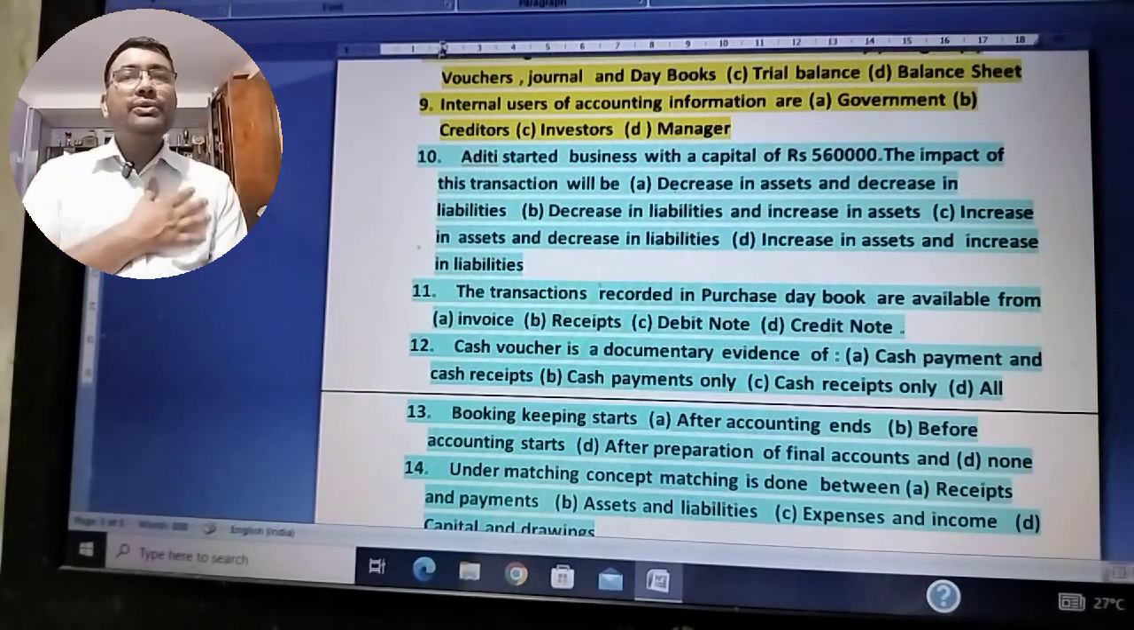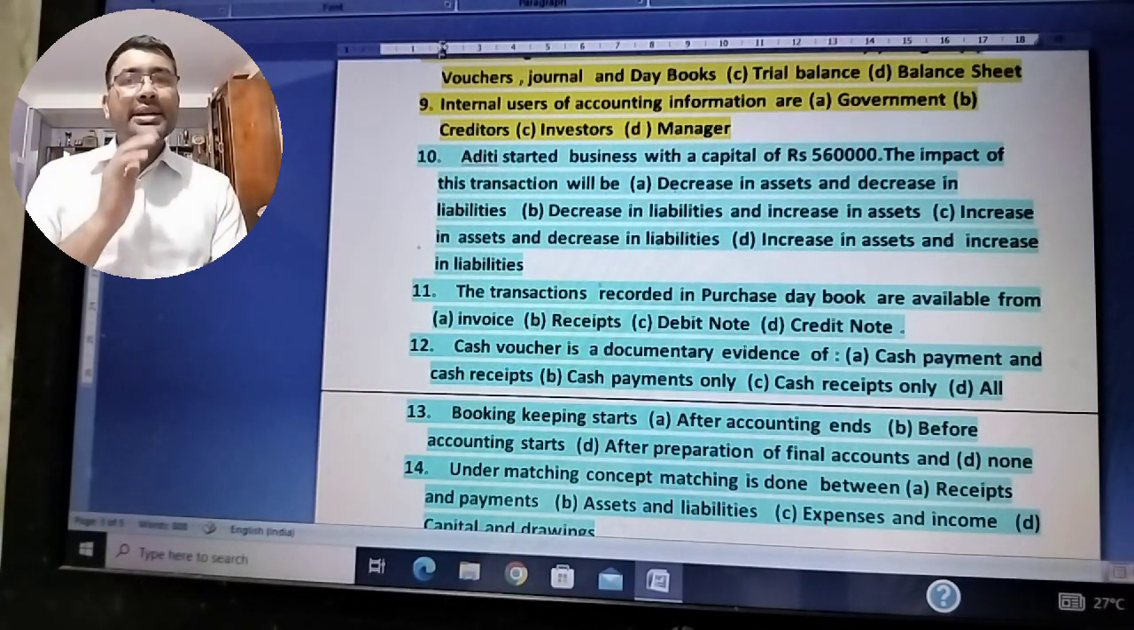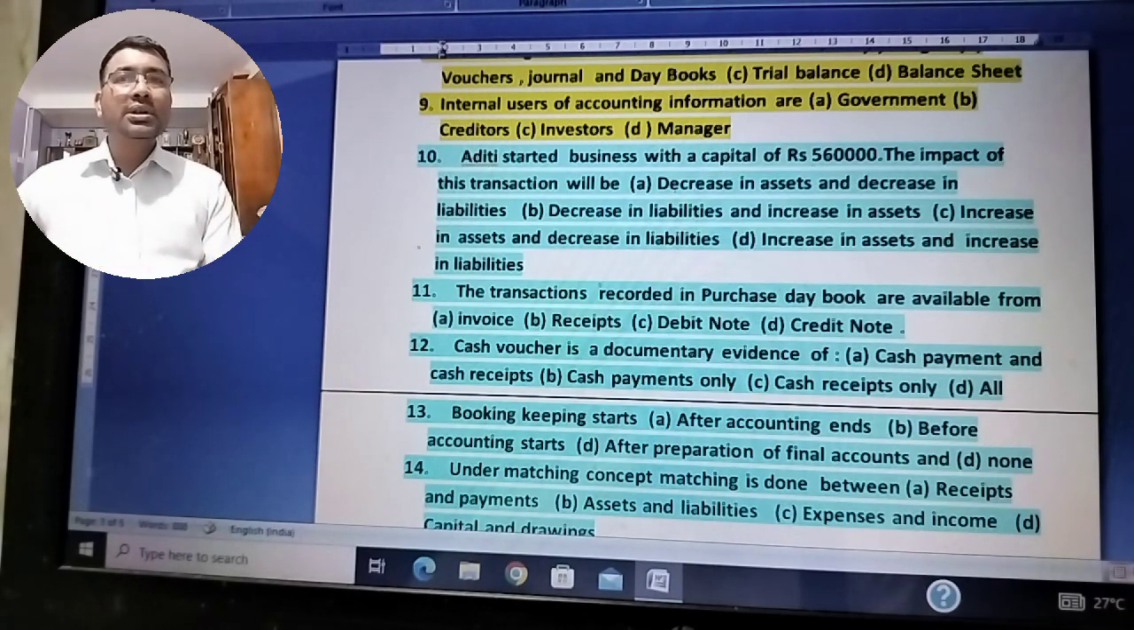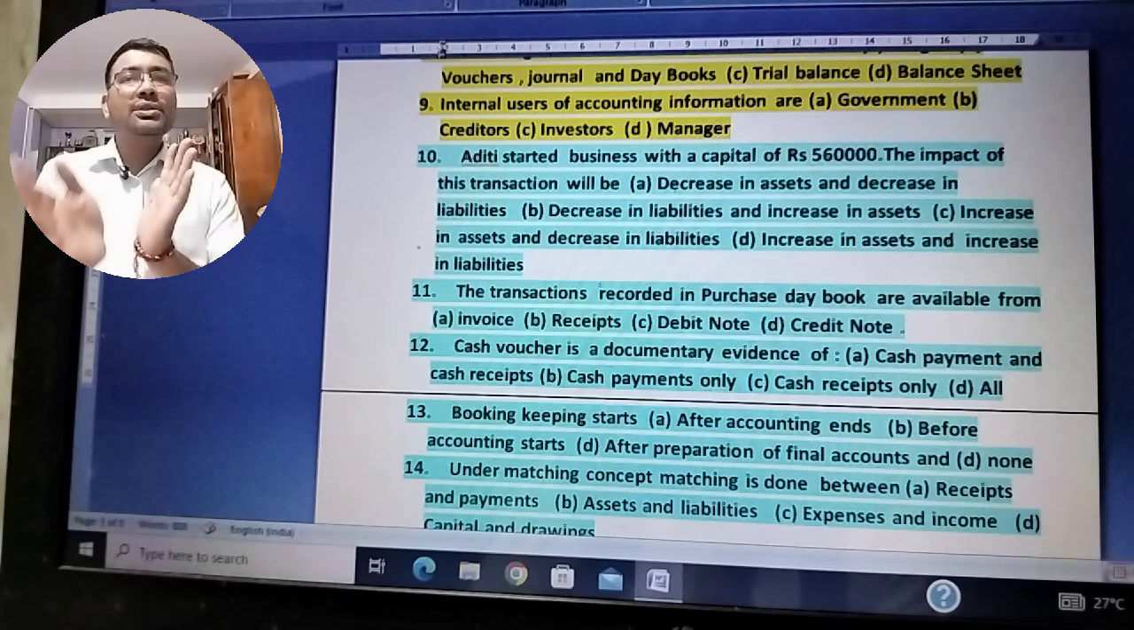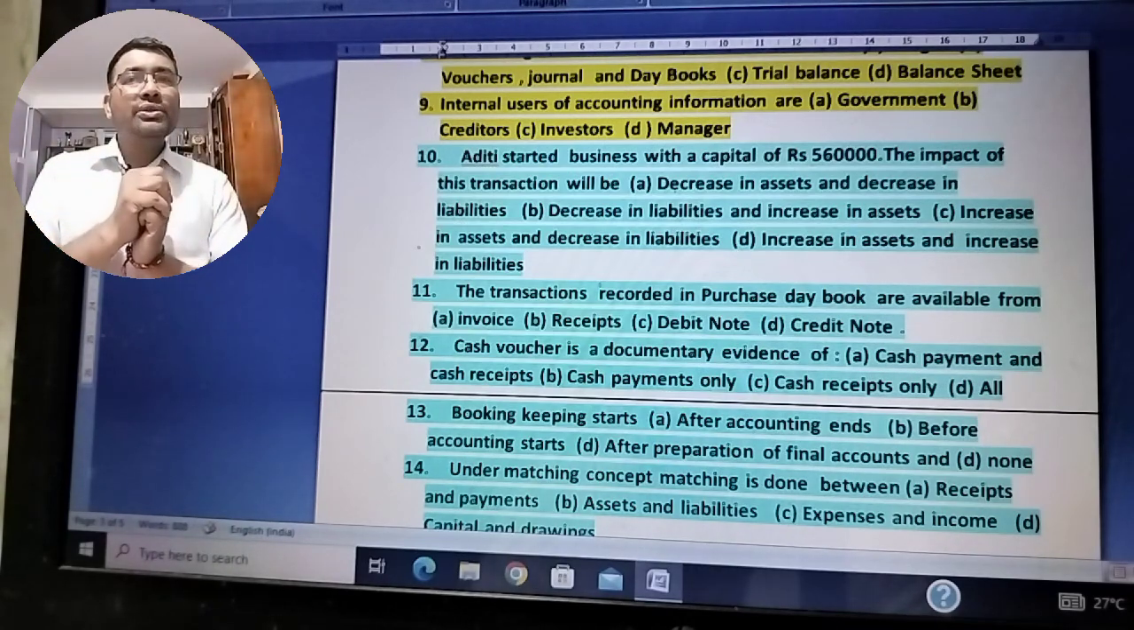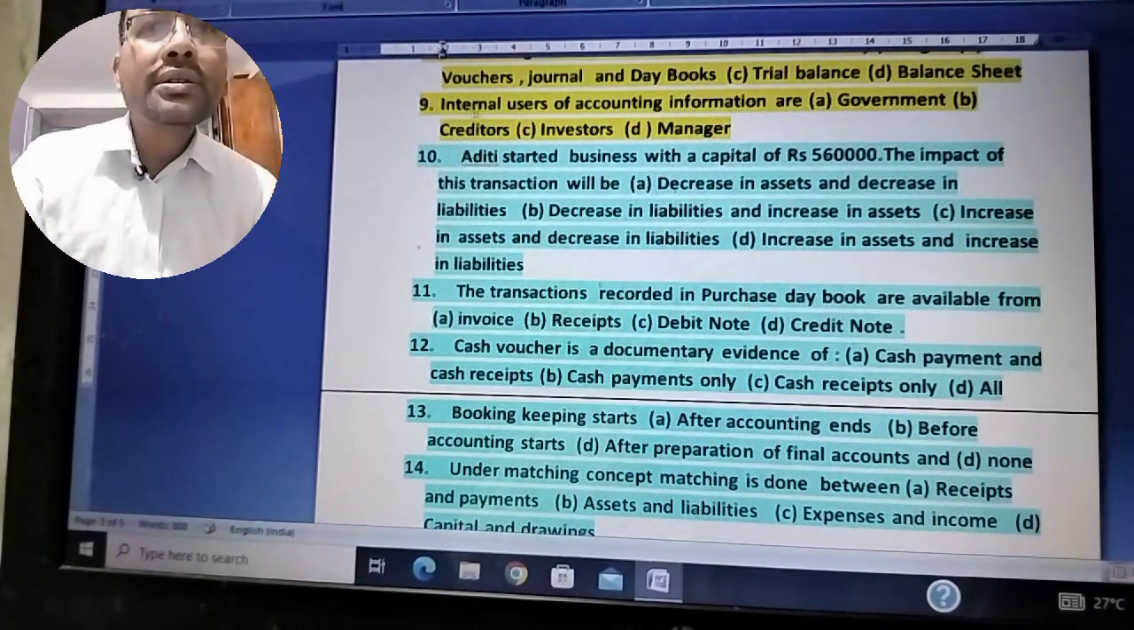So there are two users of accounting information. One is internal users and the other is external users. The internal users of accounting information are: government, creditors, investors and managers. See, government is not related to the business, it is outside the business. Creditors are also a third party, investors are also a third party, but the manager belongs to the business. So the manager is the only one who falls under the category of internal users. Other internal users may be the board of directors or the employees. So D is the correct answer. It is the manager.